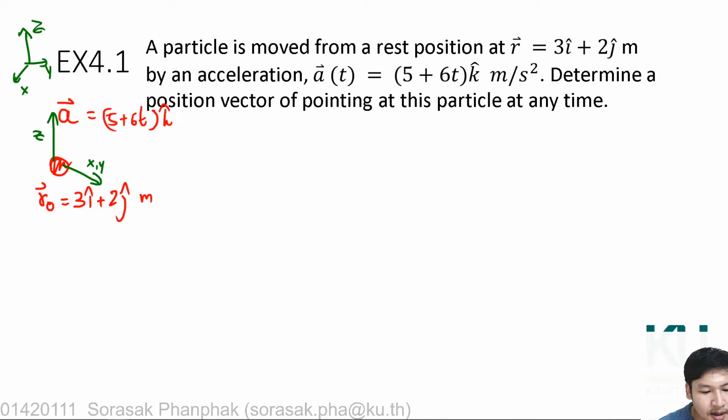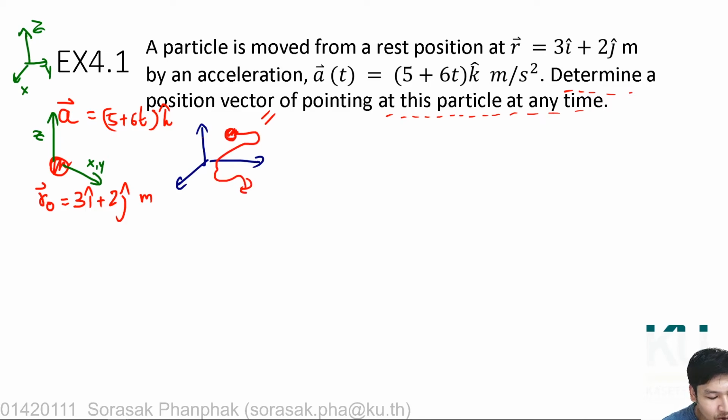So determine the position vector pointing at the particle at any time. What is asked here in this question? You have the frame of reference, and this particle, the red particle, is moving around like this. So you need to find the position vector R that depends on t, to identify how the particle moves along the path with time. This is the job that this problem asks you to solve.